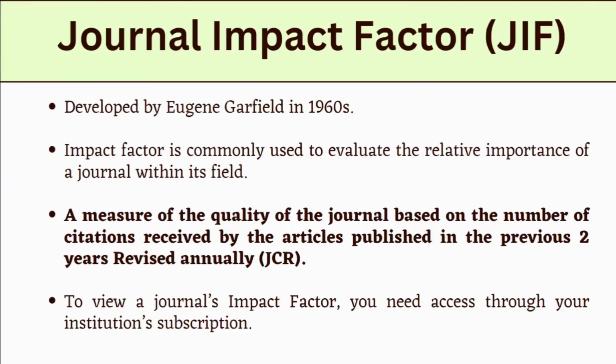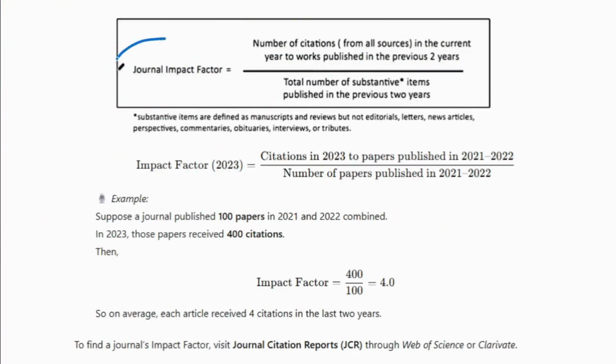Let us start with the most popular and oldest journal metric, the Journal Impact Factor or JIF. It was published by Eugene Garfield in the 1960s and is published annually in the Journal Citation Reports (JCR) by Clarivate Analytics. Impact factor is commonly used to evaluate the relative importance of a journal within its field. By definition, impact factor measures the average number of citations received per paper published in that journal during the previous 2 years. This is the formula of journal impact factor.